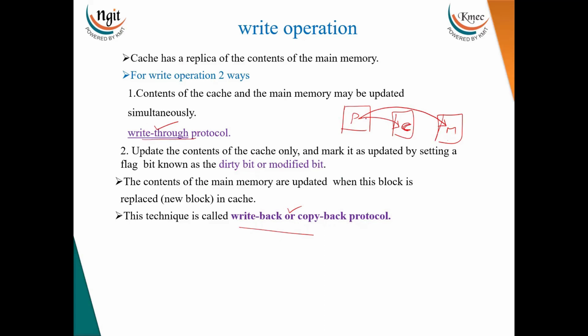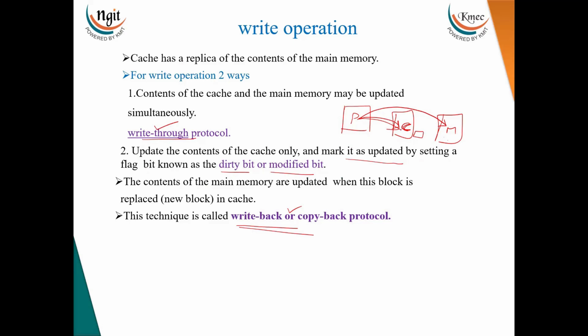Now in the case of write back, only the content of the cache is updated. The data is updated only in the cache and marked as updated by setting a flag bit known as a dirty bit or modified bit. It raises the flag so that it indicates that the block should be updated in the main memory.